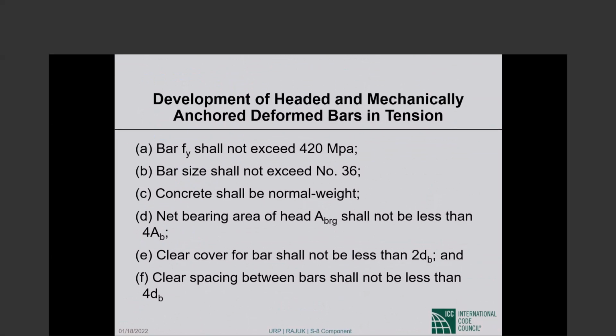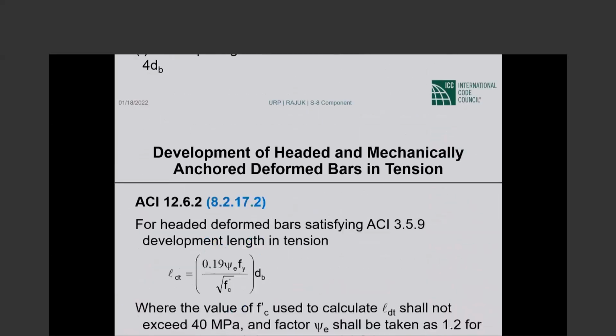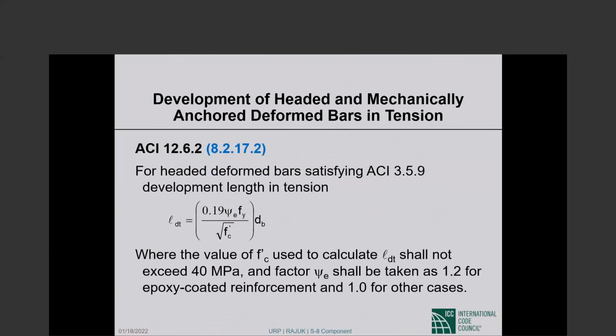A, bar yield strength shall not exceed 420 MPa. Bar size shall not exceed number 36. Concrete shall be normal weight. Net bearing area of head shall not be less than 4 times the bar area. This is very important. Net bearing area of head shall not be less than 4 times the bar area. Clear cover for bar shall not be less than 2 bar diameters, and clear spacing between bars shall not be less than 4 bar diameters. Okay, that has been relaxed in subsequent editions, but we are on ACI 318-08, so I don't want to take you into the future.